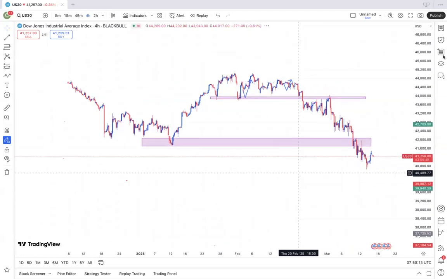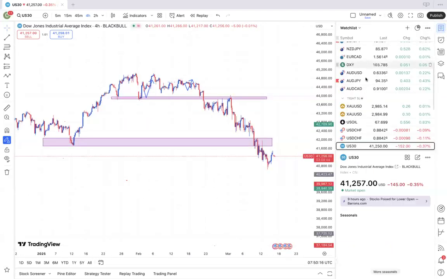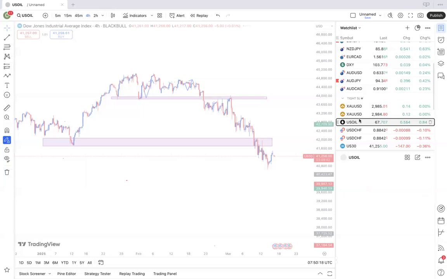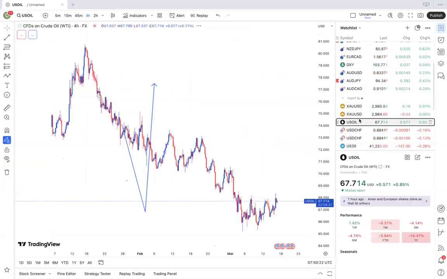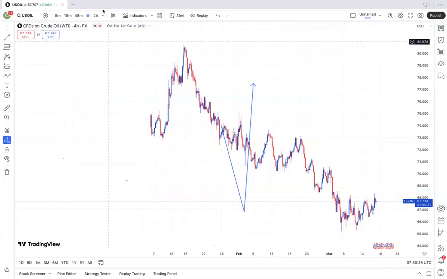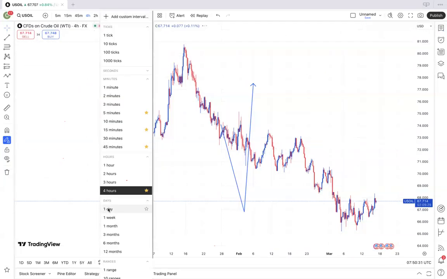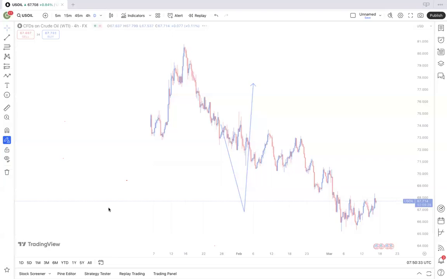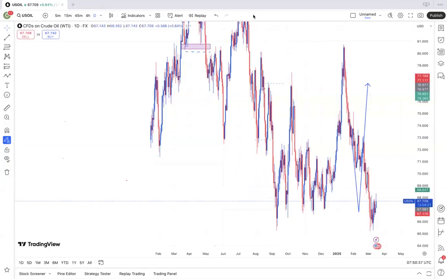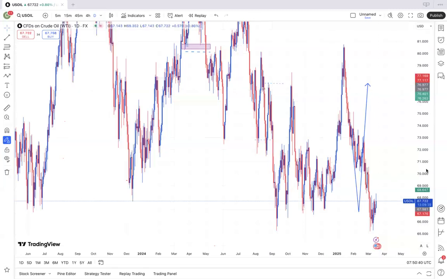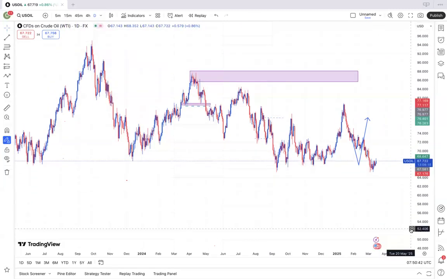I'm not seeing anything nice on US30. Let's go to US oil. For me, US30 is giving continuation of sales, and I don't have time to be spotting that. US oil. Let's go to daily.